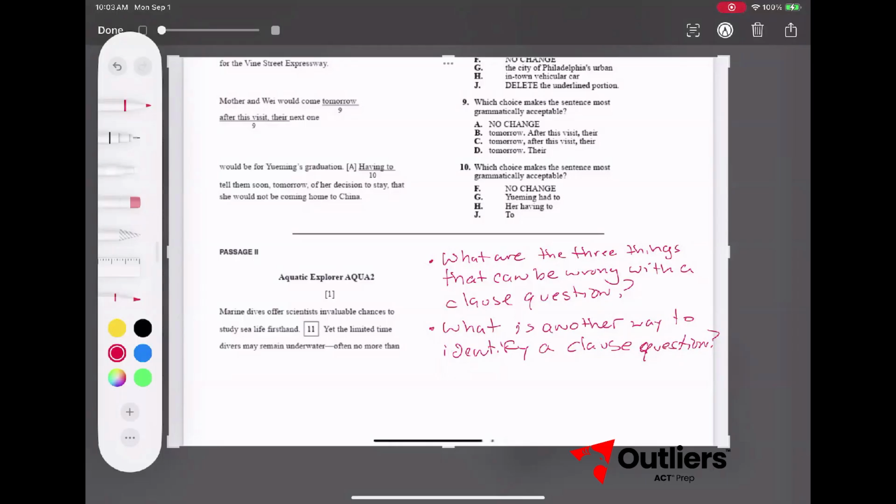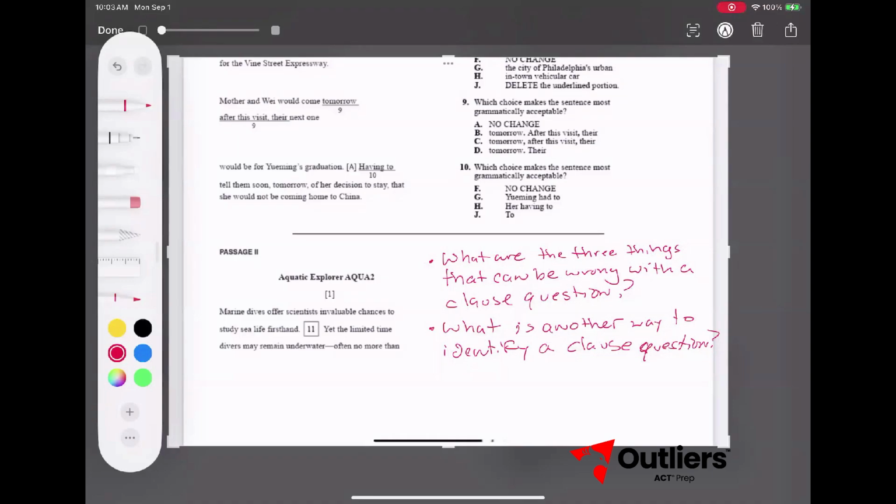So, a couple things going on here. We have dependent clause markers. Having is a participle, the ing. You should recognize that there was an ing on that, and same with answer H. To is a preposition. So we have dependent clause markers in several of the answers.